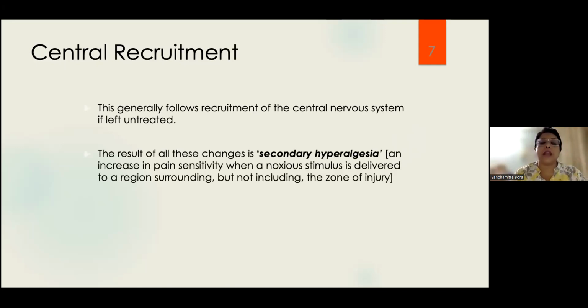If we do not treat the pain at that point of time, the result of all these changes is something called secondary hyperalgesia. This is an increase in pain sensitivity when a noxious stimulus is delivered to a region surrounding but not including the zone of injury. The zone of injury is present, but if you touch maybe 6 to 7 centimeters outside the zone, there is severe pain experienced by the patient. This is called secondary hyperalgesia. It is a dangerous phenomenon, and pain has to be treated right at the point of initiation because of the fear of developing secondary hyperalgesia.